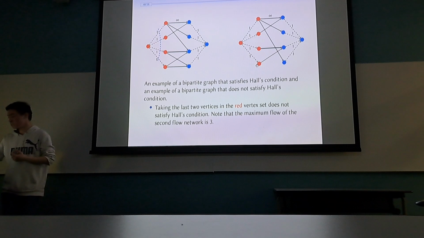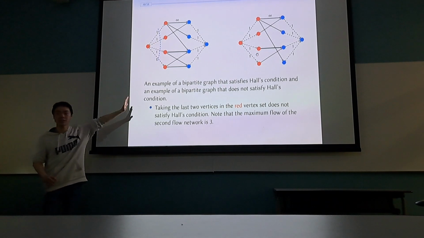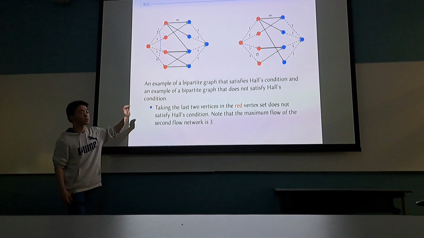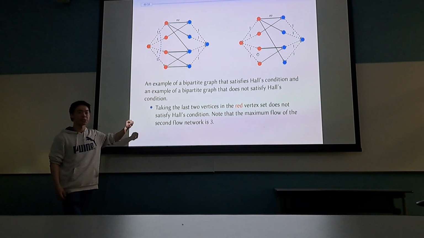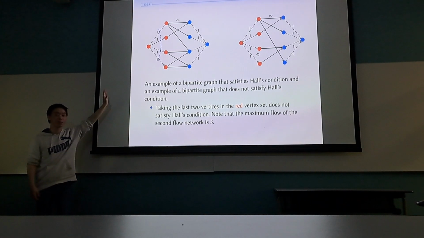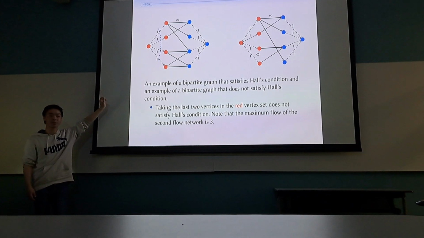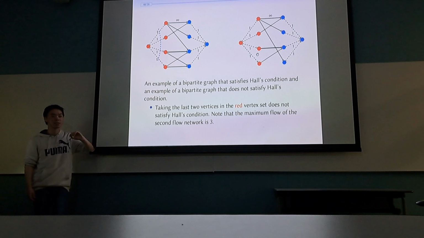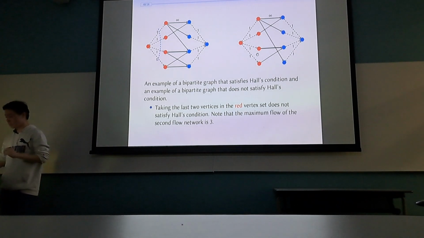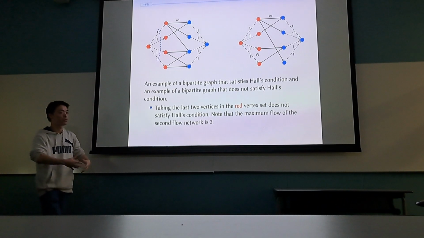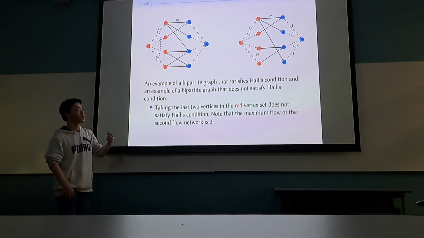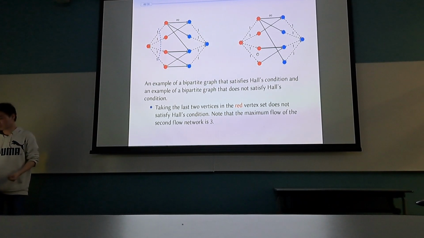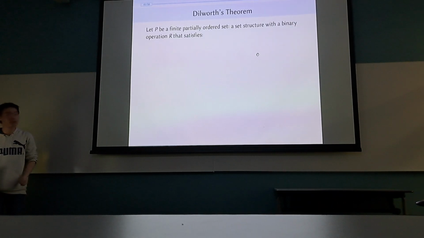And so therefore, this, on the right-hand side, doesn't satisfy Hall's condition, and you can see that this also does not have a perfect matching. Whereas the one on the left-hand side has a perfect matching, and you can also see that it satisfies Hall's condition. So this is a way to relate Hall's marriage theorem to max flow min cut. So that was the first theorem.